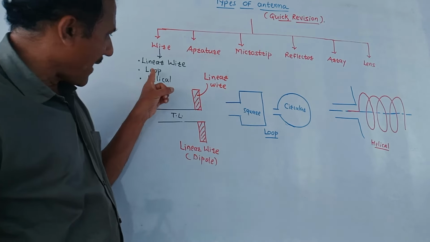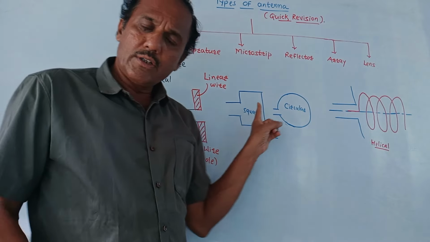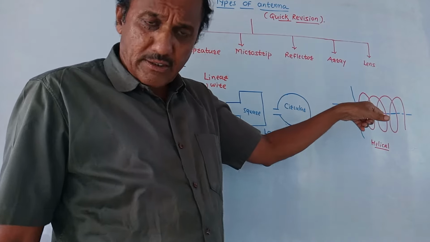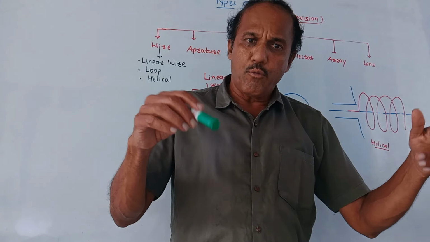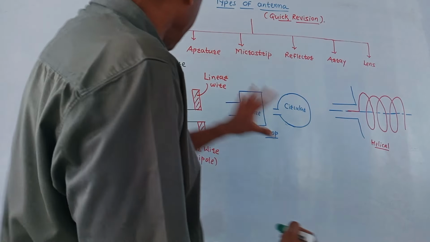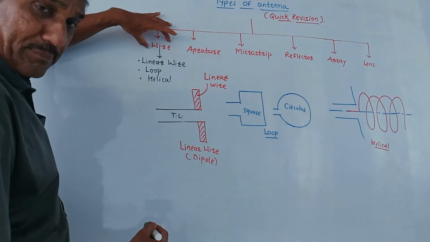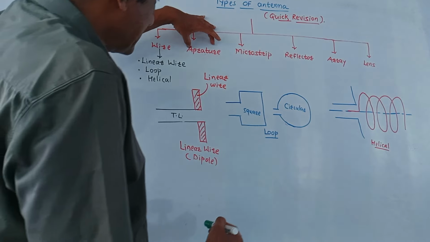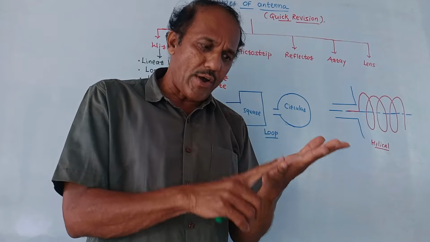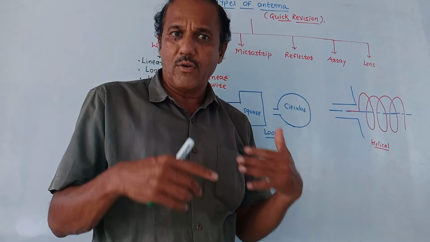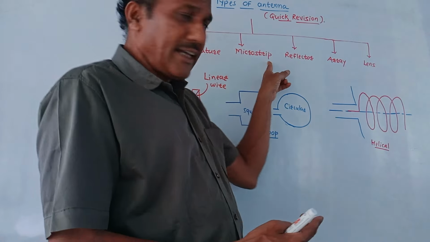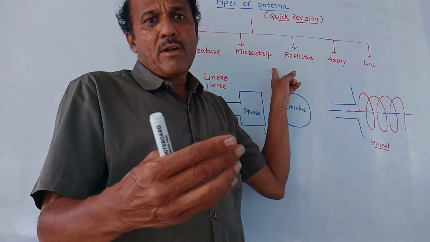Next is loop antenna, second subcategory. So the commonly used loops are square loop and circular loop. Again, third type is helical antenna. If you form the wire in terms of helix, then this structure acts as helical antenna. So these are the subtypes of single wire antenna. Next is aperture antenna. Aperture antennas are basically related to waveguides. So it can be rectangular waveguide or circular waveguide and so on. Then the most popular antenna is microstrip antenna.